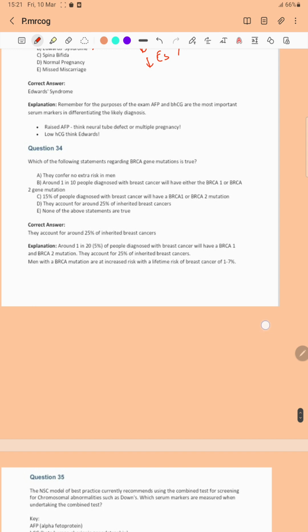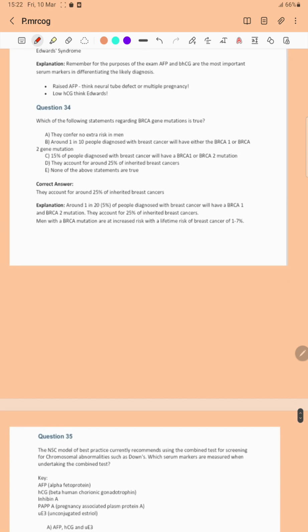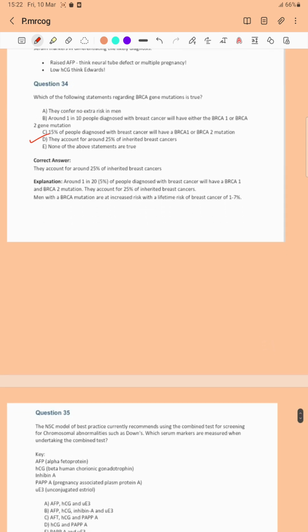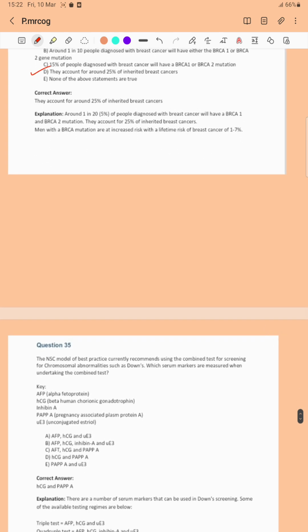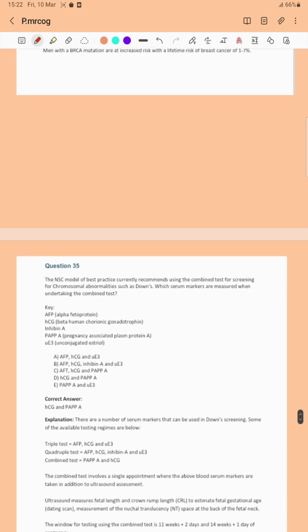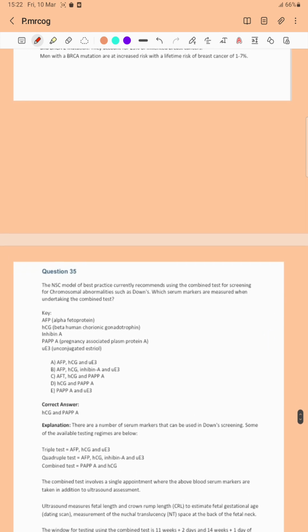Which of the following statements regarding BRCA gene mutation is true? They account for around 25% of inherited breast cancer. It is true. And around 1 in 20, or 5%, of the people diagnosed with breast cancer will have BRCA1 and BRCA2 mutations, and they account for 25% of the inheritance of breast cancers. And men with BRCA mutations are at an increased risk, with a lifetime risk of breast cancer of about 1 to 7%.